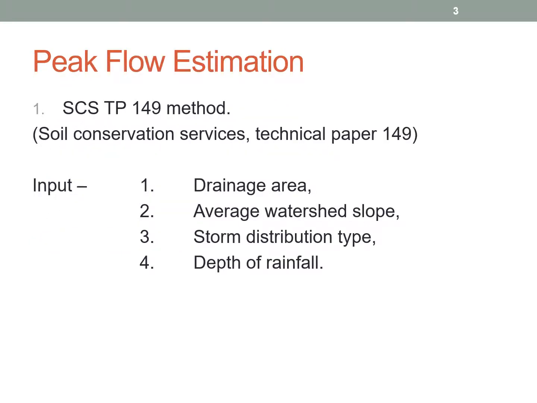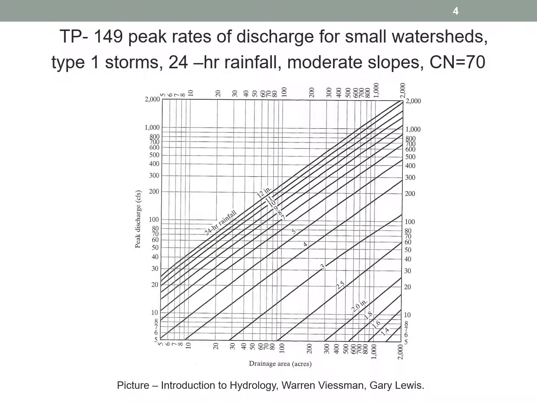Peak flow estimation is CSTP 149 method. So that is for Soil Conservation Service Technical Paper 149. Input, you put drainage area, average watershed slope, storm distribution type, and depth of rainfall. There is a graph here, TP 149 peak rates. As you see, at the horizontal axis, that is drainage area. At the left, you see peak discharge in CFS. And as you see inclined lines, for 24-hour rainfall, it starts with 12 inches and goes up to 1.4 inches at the right.